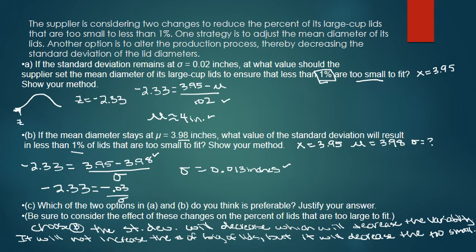So basically, if the mean gets bigger, like in A, the number of small lids will be reduced, but it will also increase the number of lids that are too big, which is what increasing the mean to 4 did. We just said, well, okay, we can have a lot more bigger lids. So that's why A was not a good choice. All right, so we'll talk a little bit more tomorrow in class and do our assignment tomorrow in class as well.